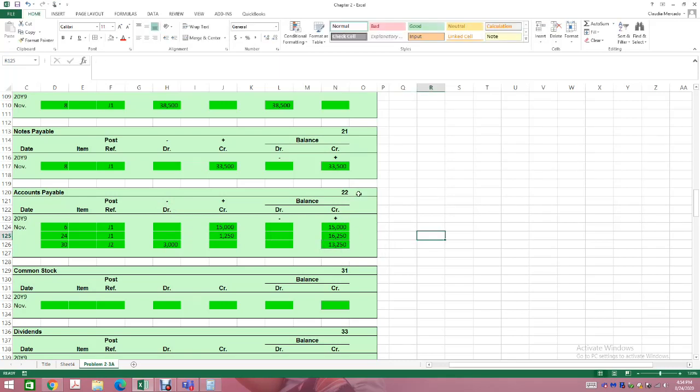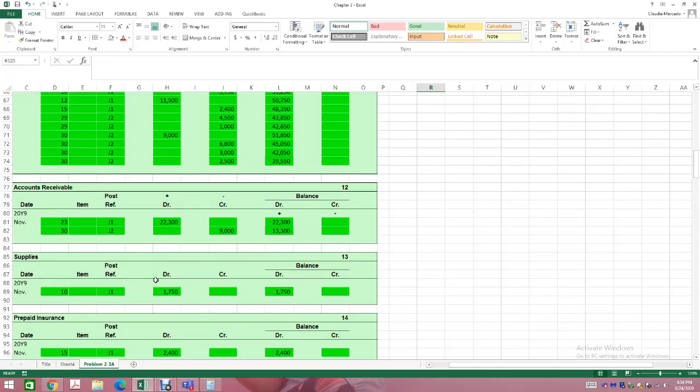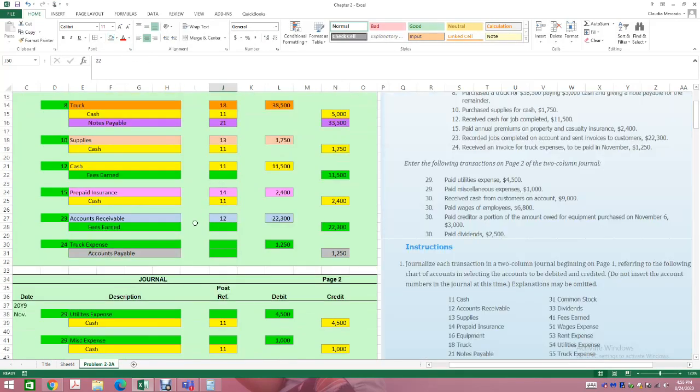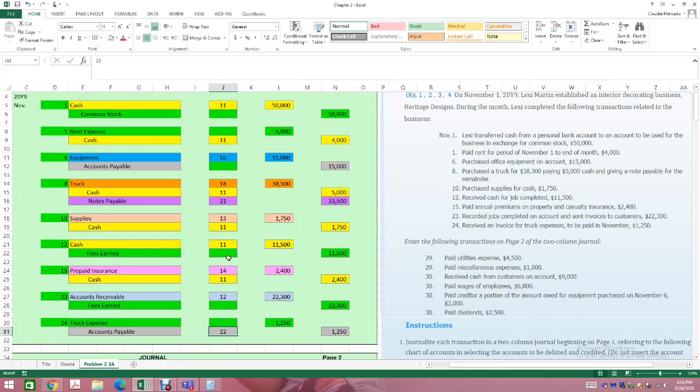Now I'm going to go back to my journal and enter an account number 22 on all of my accounts payable transactions. So it'll be a 22 here, a 22 here, and a 22 there.